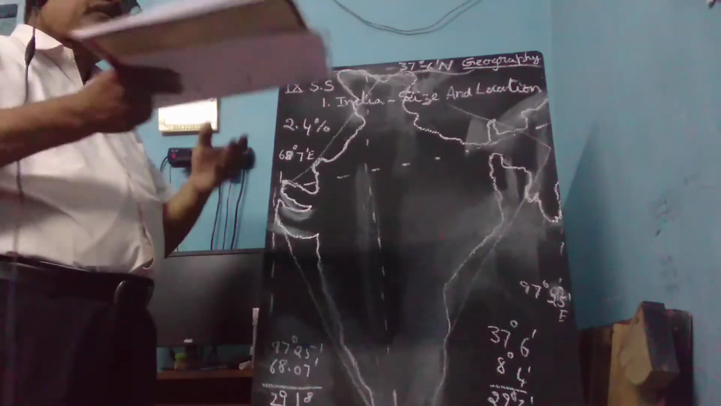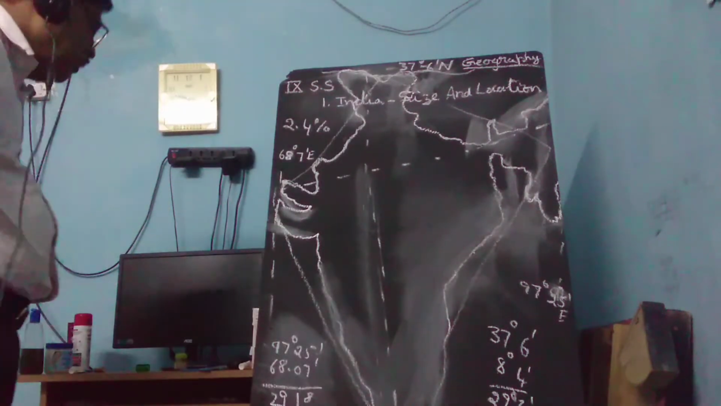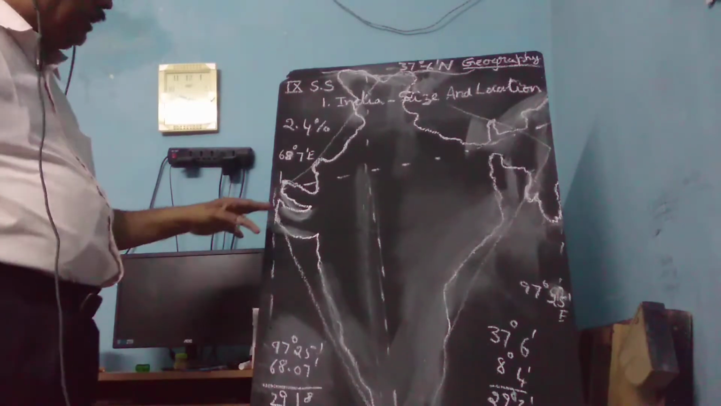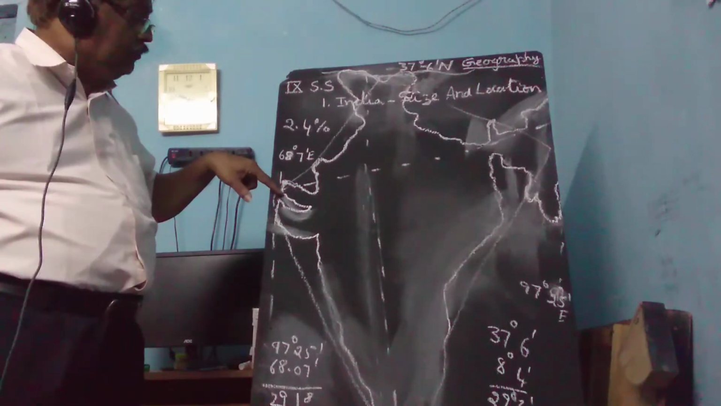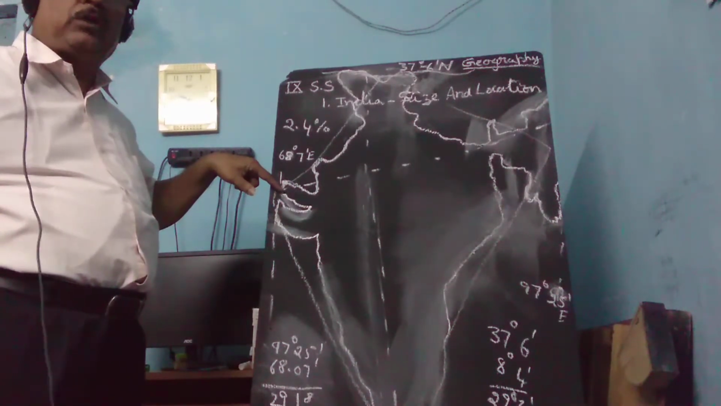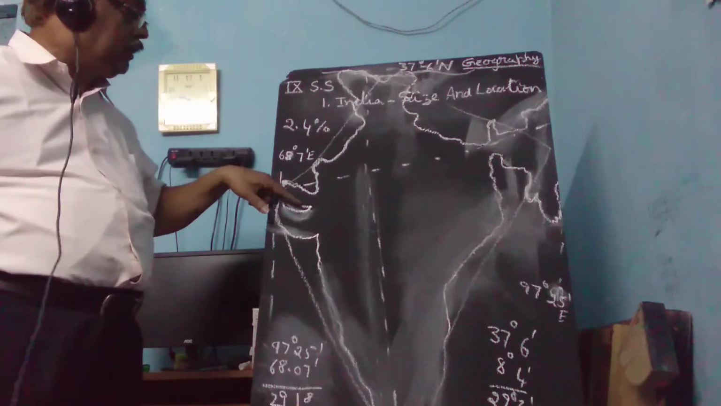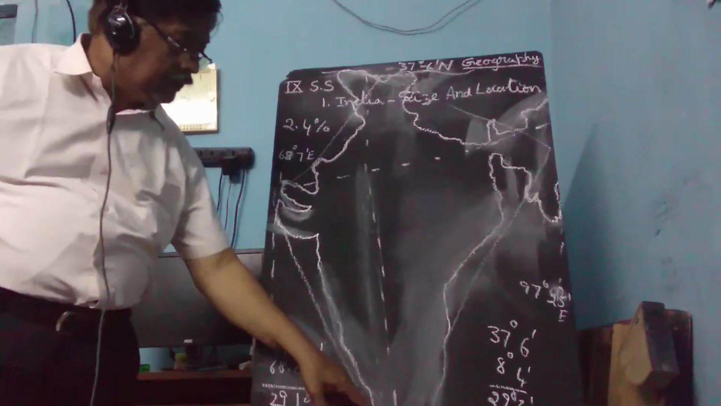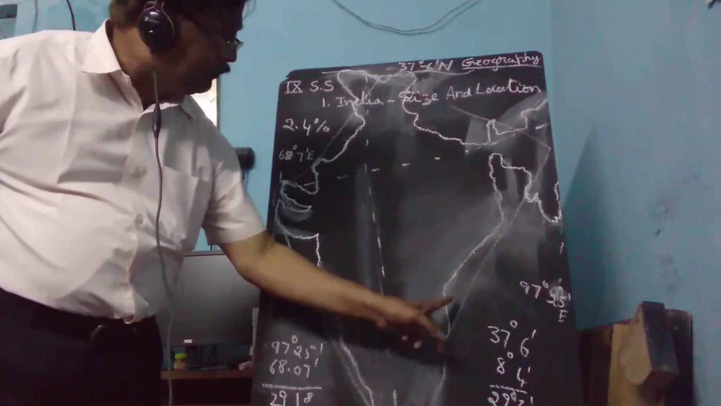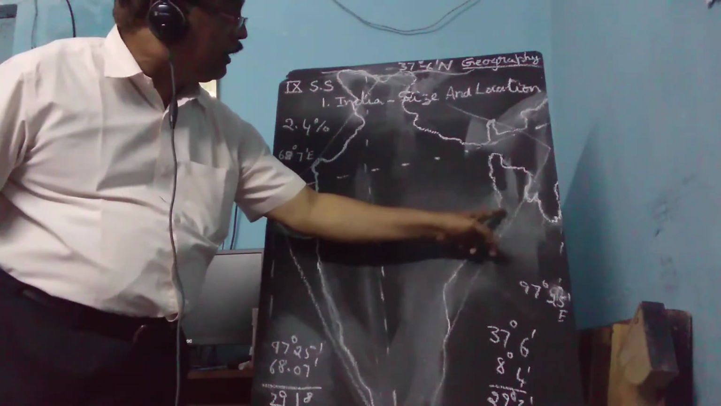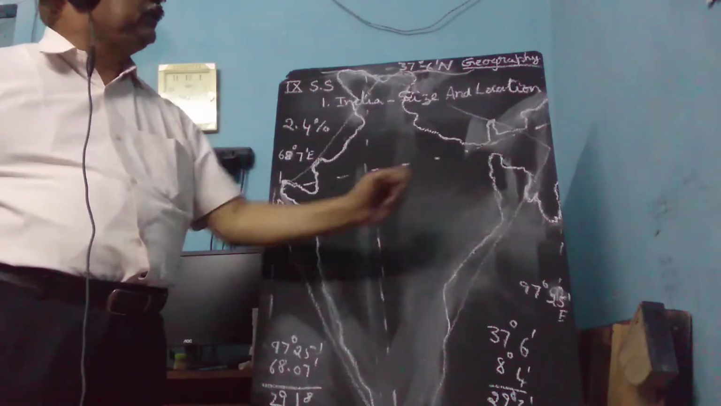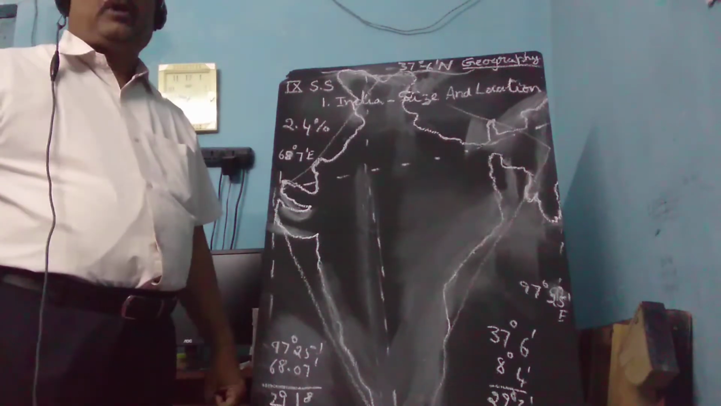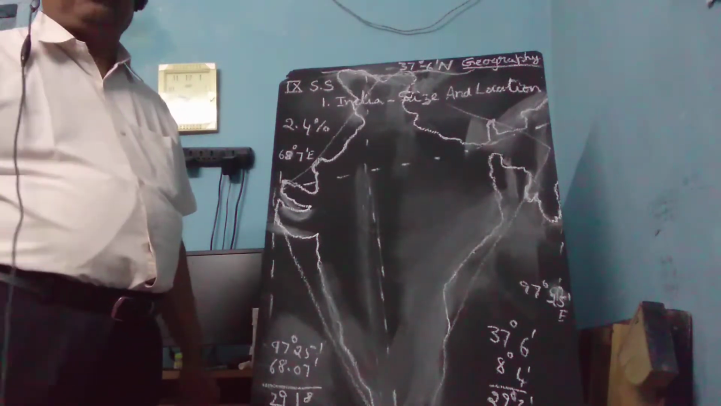Next, the sea boundary. The sea boundary lies in the south of India. It starts from Gujarat, Kutch of Gujarat. From here up to here. Again from here, if you go like this, up to here, India has a sea boundary.